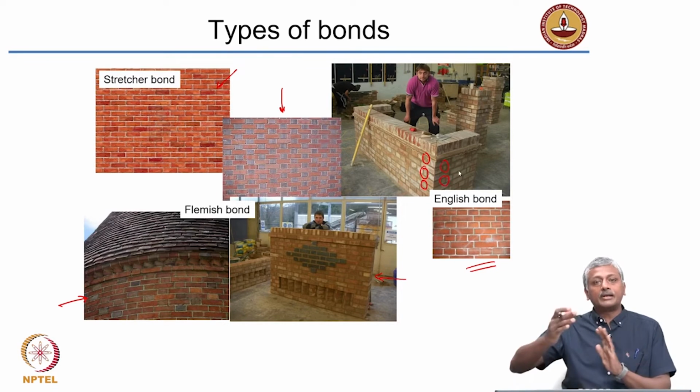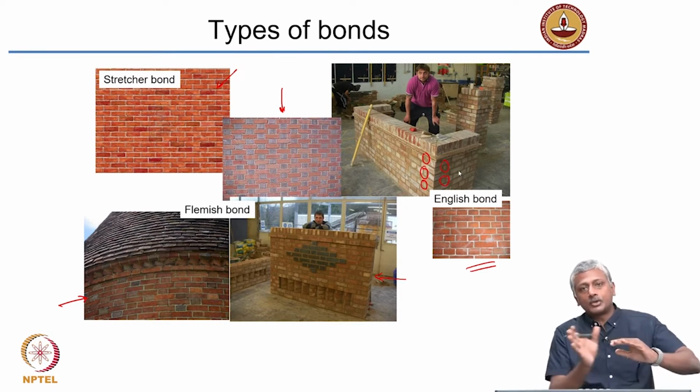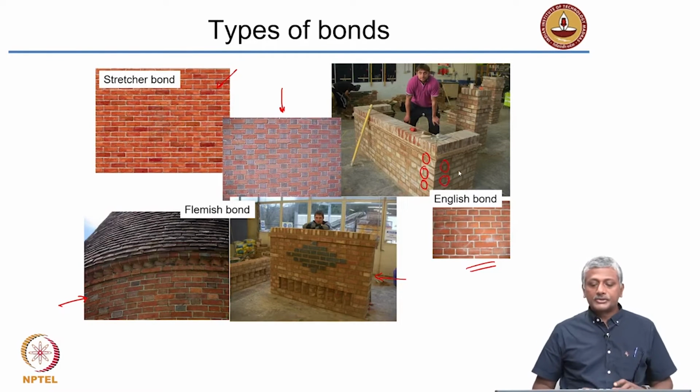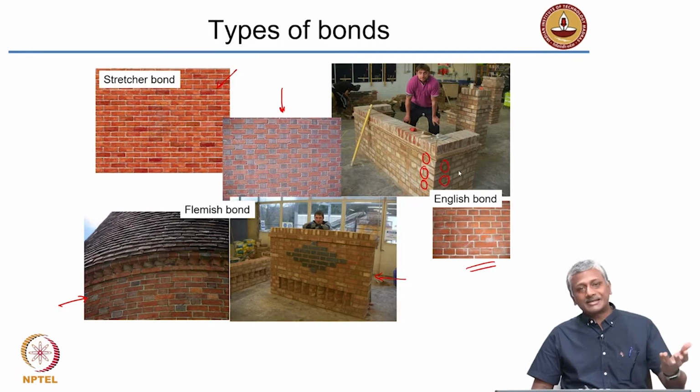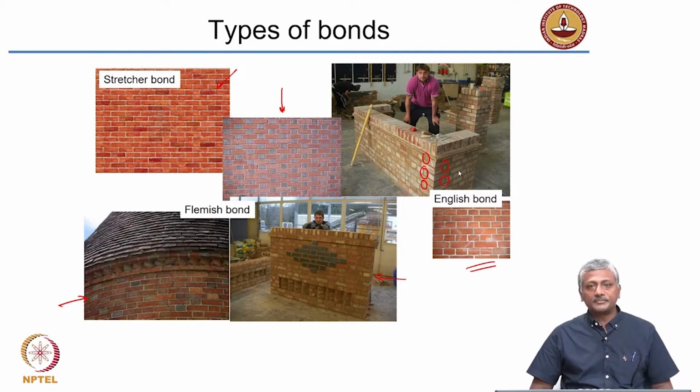In every alternate layer, you will see the queen closer displaced from the odd layer to the even layer when you go to the other side of the wall. Okay. So again, you can visualize this by trying to draw it on your own. Next time when you see a brick masonry which is exposed, try to figure out what kind of a structure or what kind of an approach they have used to actually construct the brick wall.